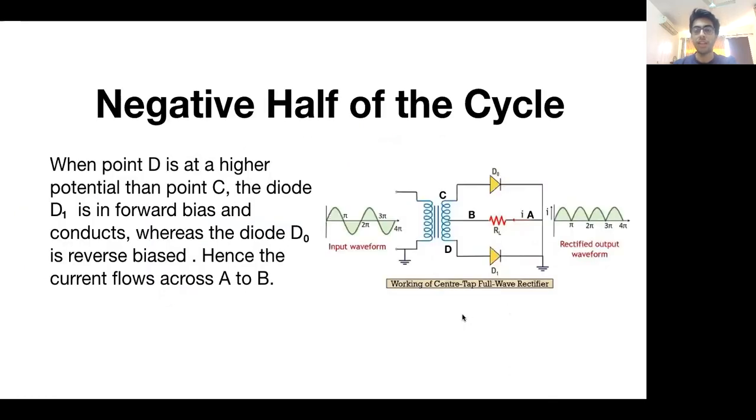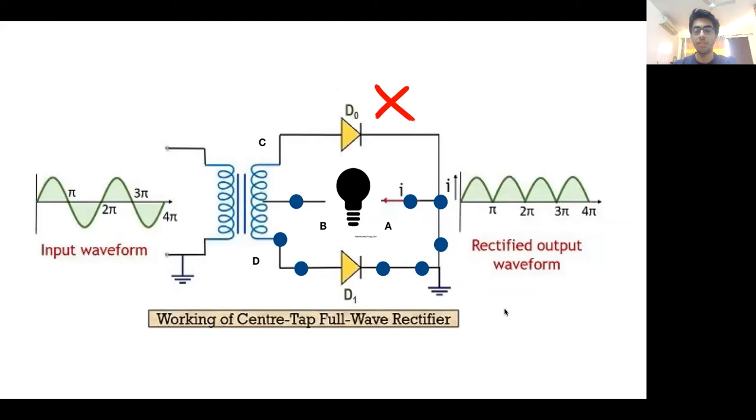If we consider the negative half of the cycle, in which D is at a higher potential than C, then the diode D1 this time will conduct and the diode D0 will not conduct. Why? Because D1 here is forward biased and D0 is reverse biased. Again, the bulb allows only a unidirectional flow of current through it. It lights when the current is flowing through the path A to B. Here the diode D1 conducts, and we notice that whether it was case 1, when C was at higher potential, or case 2, where D was at higher potential, the direction of current is from A to B only. So we have achieved full wave rectification.